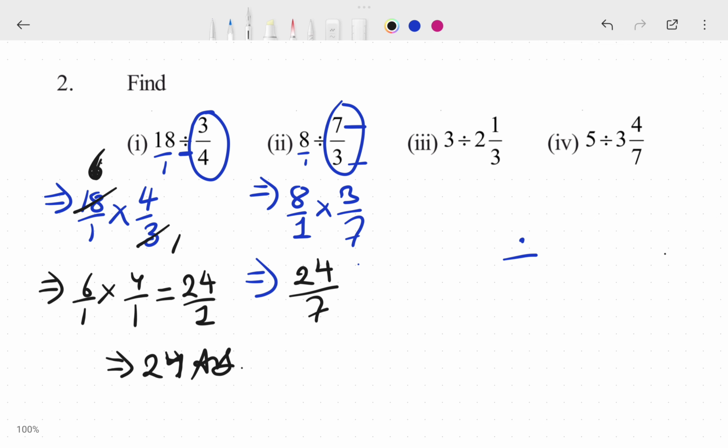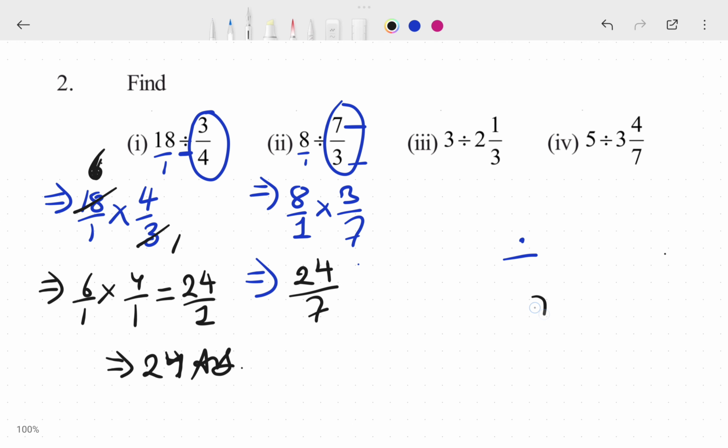But you know what you can do also, a lot of times I see that you can convert it into a mixed fraction also. Okay na, so you can convert this into the mixed fraction, right? Okay, so let me convert this into the mixed fraction.